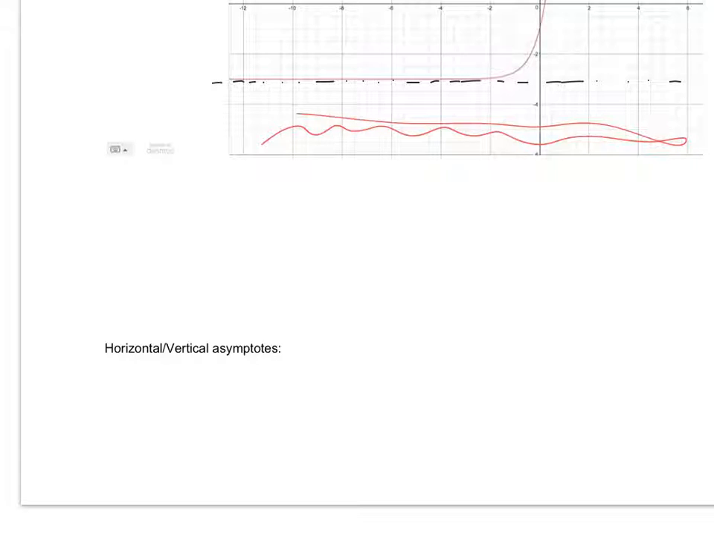Okay, so what you've kind of noticed, hopefully, in looking at some of these graphs, is that they do have an asymptote. Remember, an asymptote is a line where the graph approaches but does not touch.